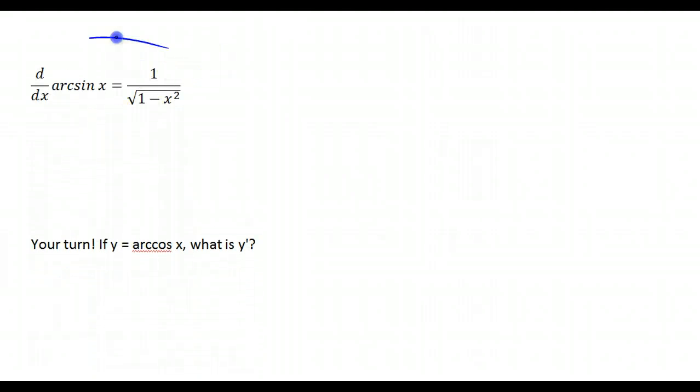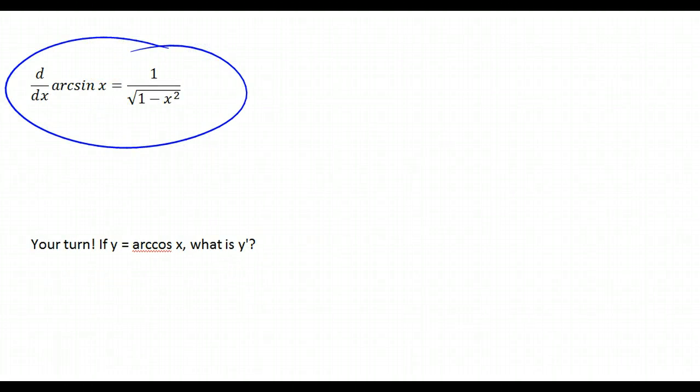So, there it is in nice typed out form for you. Now it's your turn. I'm going to suggest that you pause this screencast and see if you can figure out what the derivative of arc cosine of x is. If y equals arc cosine of x, what is y prime? So go ahead and hit pause, draw a triangle, and see if you can figure it out.